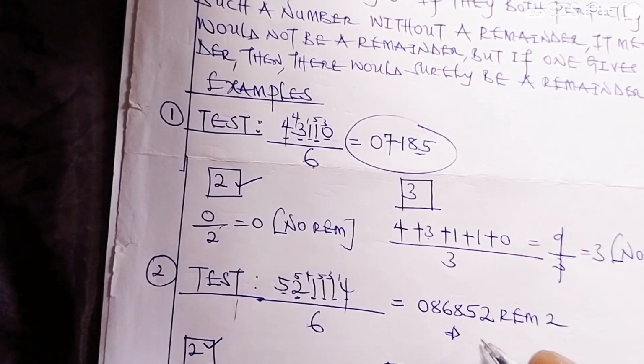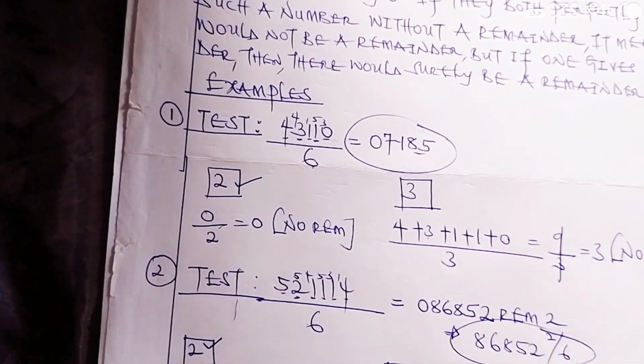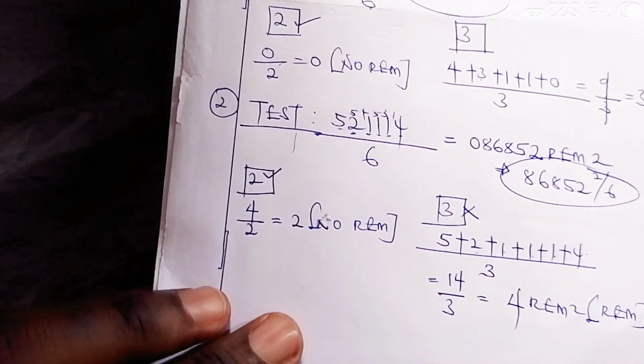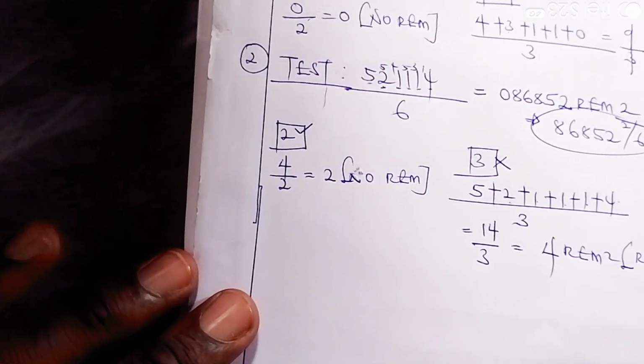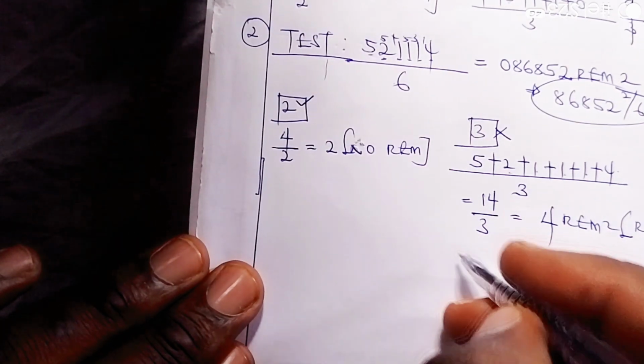As you can see, as easy as ABC. 8, 6, 8, 5, 2, remainder 2 over 6. So it's very clear that when 6 divides a given number, there will be a remainder if either 2 or 3 gives us a remainder. So yeah, it's what you have to try.